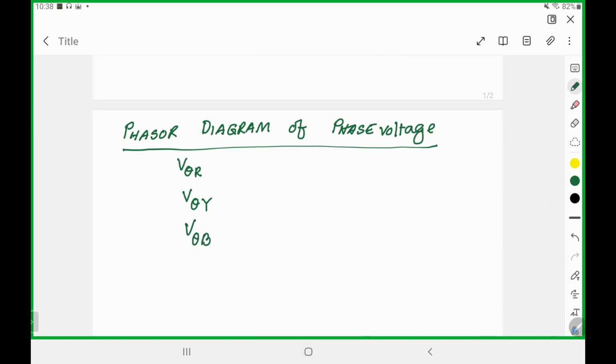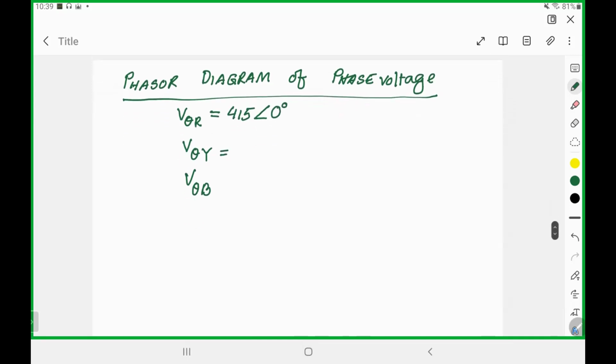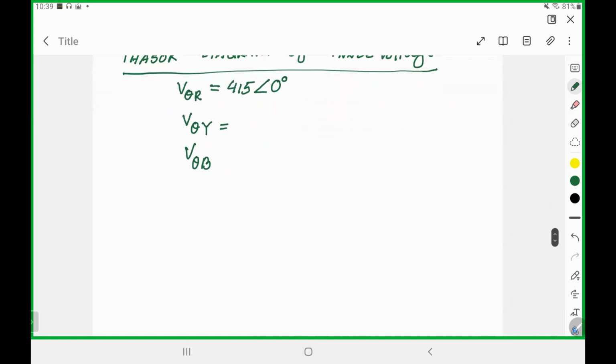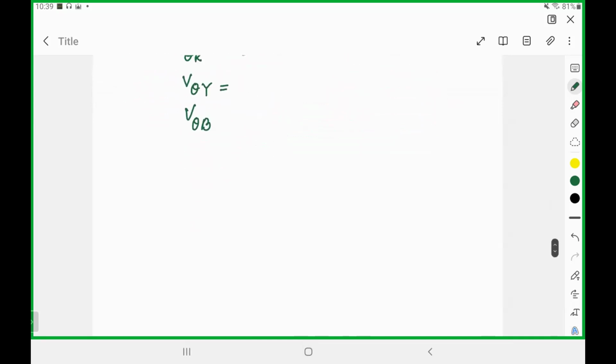And we have to take one of them as a reference. Nothing has been mentioned, so one of them I will take as a reference. So magnitude is all 415. And I will take this one as my reference, 0. Then if I draw the phasor diagram, we will have the RYB sequence. If we mention nothing, then it will always be the RYB sequence. This is called the positive sequence.